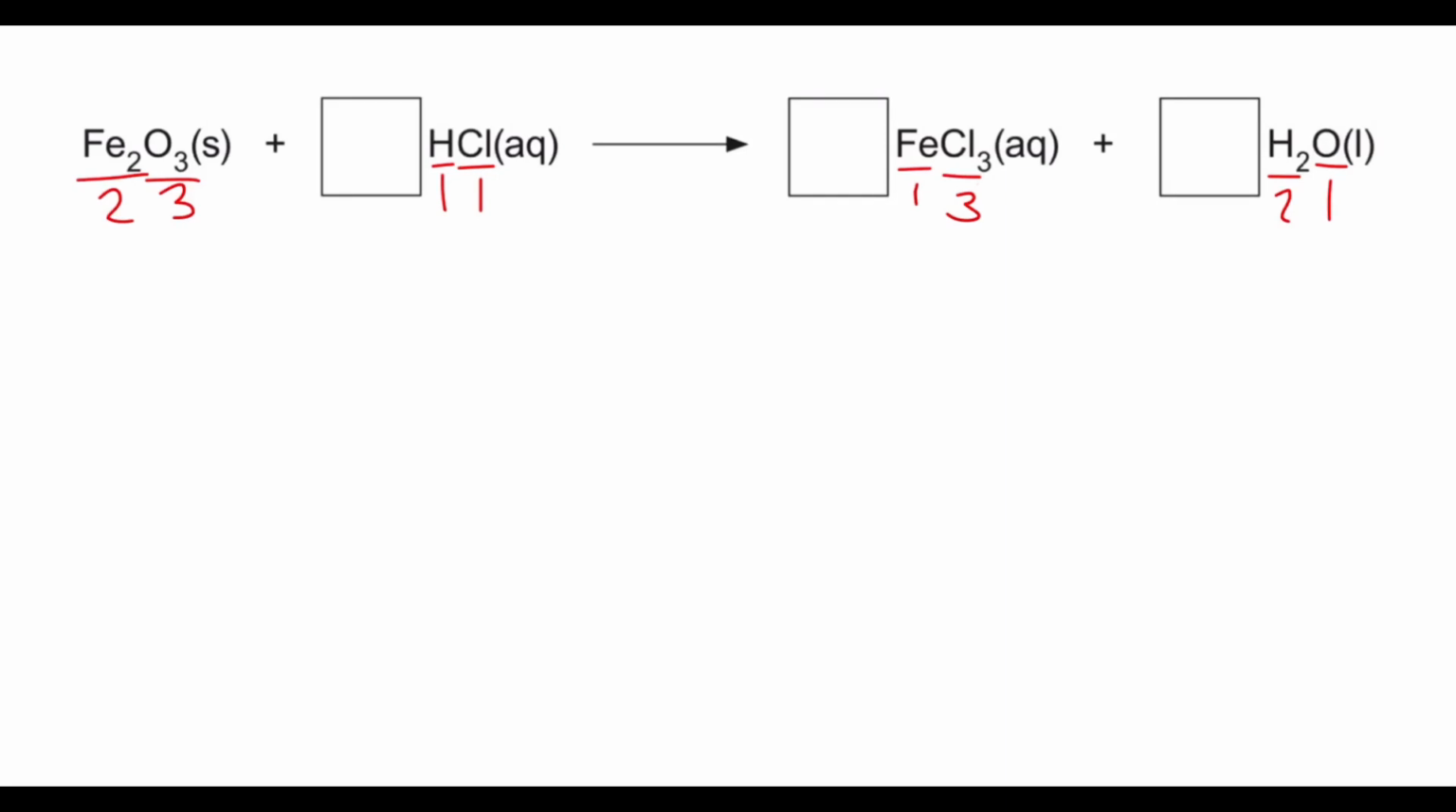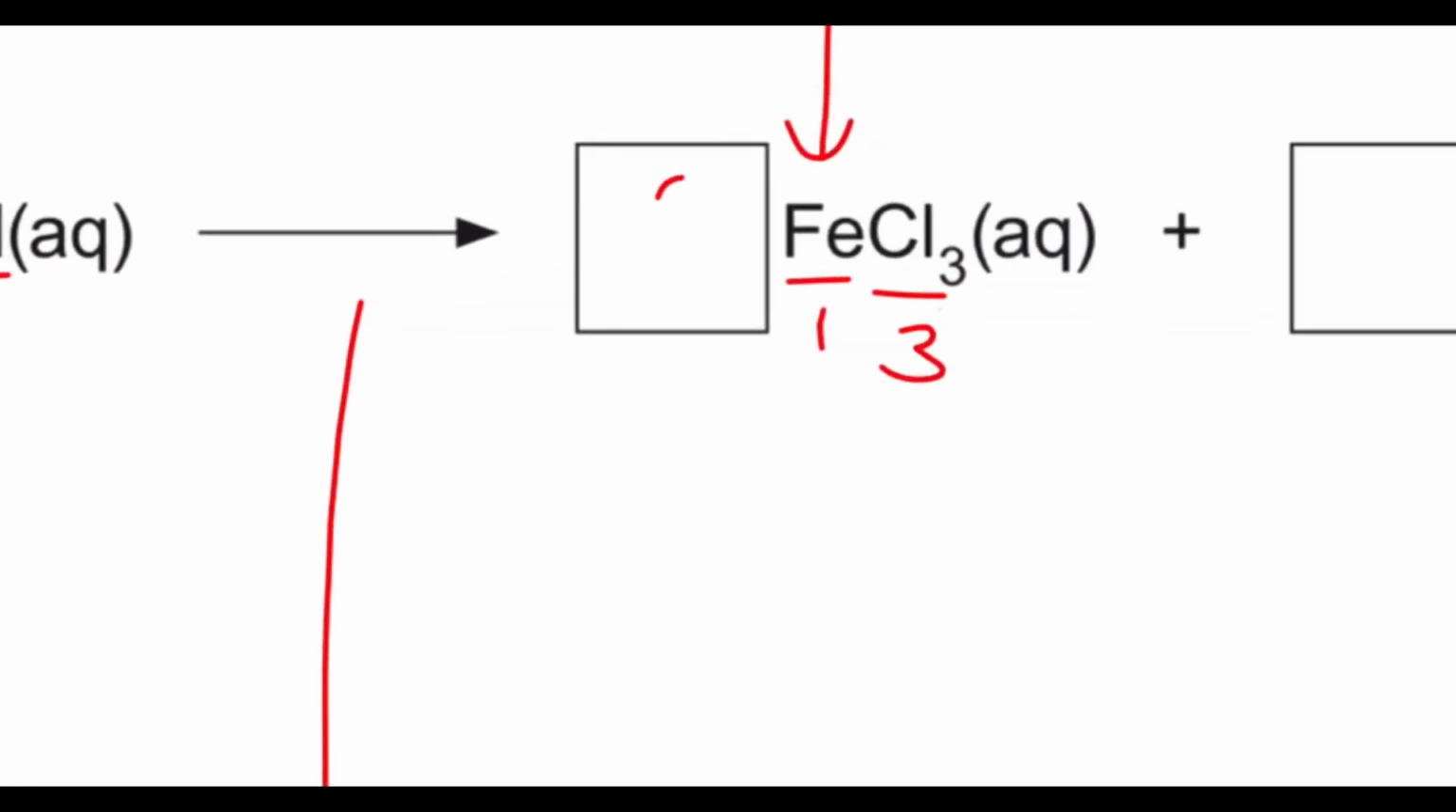So we're going to start over here, we're going to draw a line down the middle, and we can start with our first element of iron and then identify it over on the other side, and we can see that there's 2 on the left and only 1 on the right. So straight away we need this to become 2.